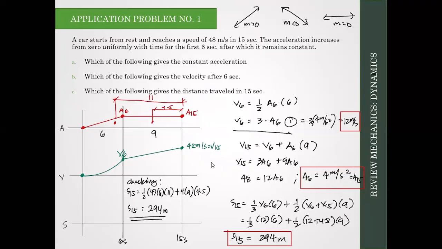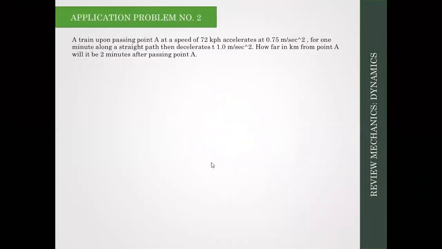Okay? Next, I think this is the final example. A train upon passing point A at a speed of 72 kilometers per hour accelerates at 0.75 meter per second squared for 1 minute along a straight path, then decelerates 1.0 meter per second squared. How far in kilometers from point A will it be 2 minutes after passing point A?